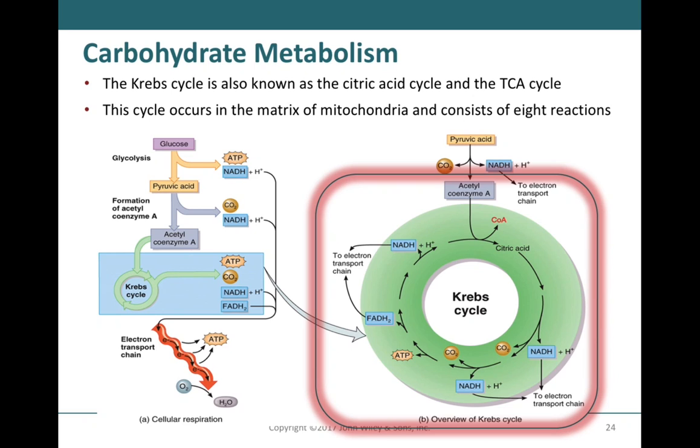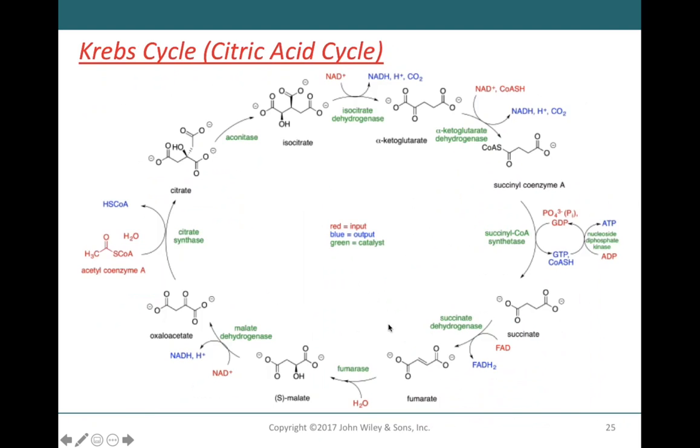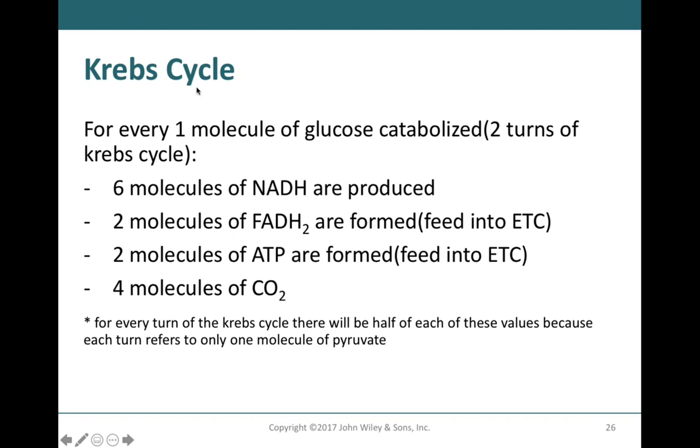So coming from the formation of acetyl-coenzyme A, we have pyruvic acid, and every pyruvic acid molecule is going to produce a CO2, an NADH, and an acetyl-coenzyme A as long as oxygen is present. And as long as oxygen is present, acetyl-coenzyme A will be allowed to enter into the Krebs cycle and produce these different energy outputs. So we can see the energy outputs are listed for us here for the Krebs cycle. For every 1 molecule of glucose, which refers to 2 turns of the Krebs cycle.